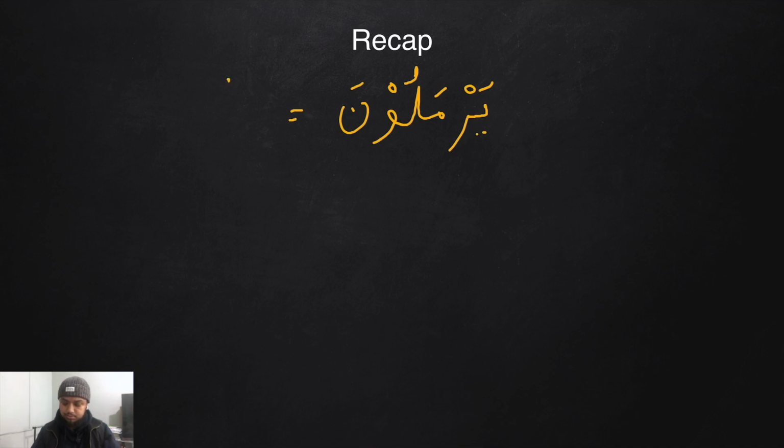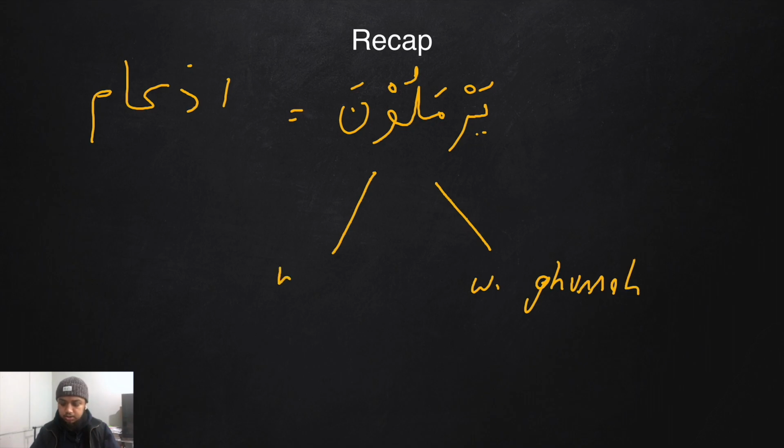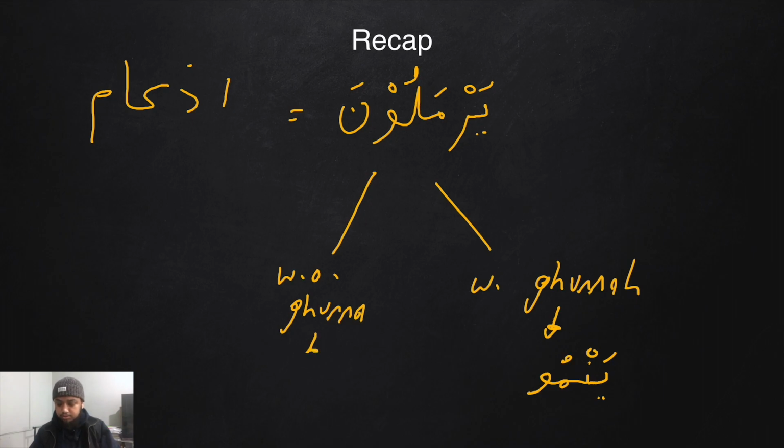So now let's come to a recap. Whenever we have a noon sakina or a tanween followed by one of these 6 letters, yarmalun, ya, ra, lam, mim, waw or noon, then we must do idgham. And there's two types of idgham: with ghunna and without ghunna. Idgham with ghunna applies to 4 letters: ya, noon, mim and waw. Idgham without ghunna applies to lam and ra.